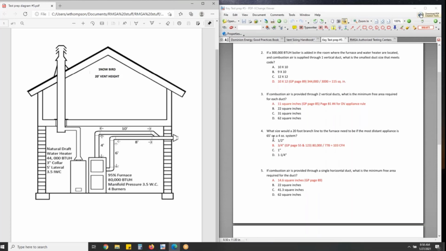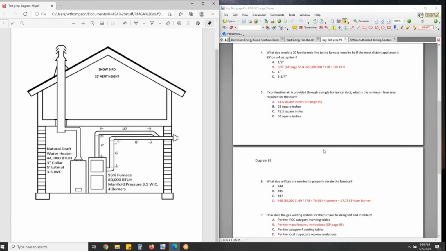Okay, number 4. What size would a 20-foot branch line to the furnace need to be if the most distant appliance is 64 feet on a 4-ounce system? And we should have got a 3/4 inch on that one. Everybody get that right? Looks like I'm seeing a bunch of heads nodding yes.